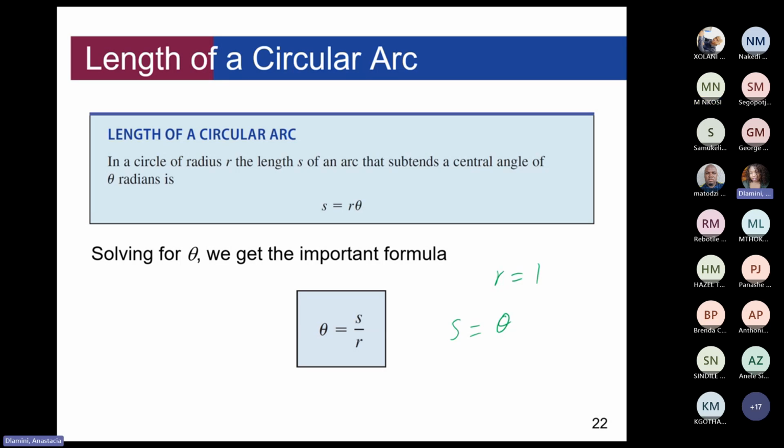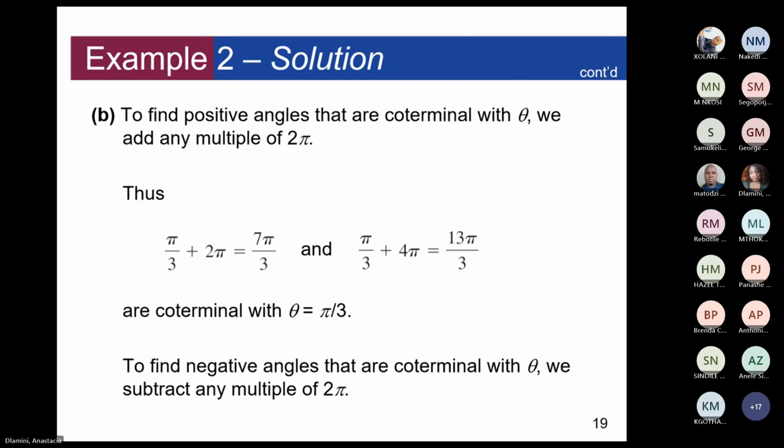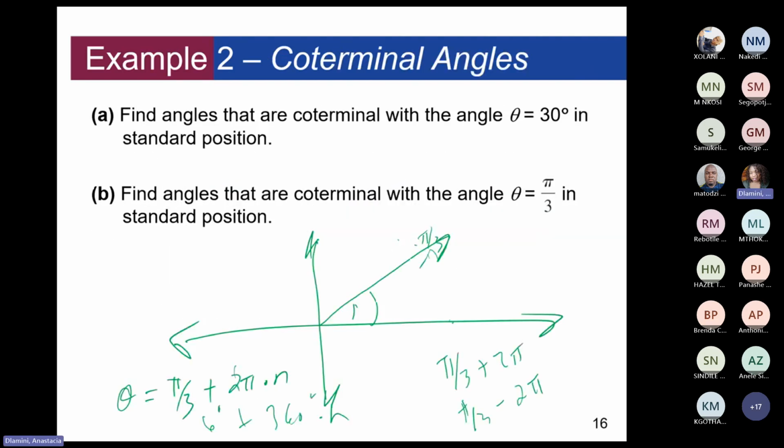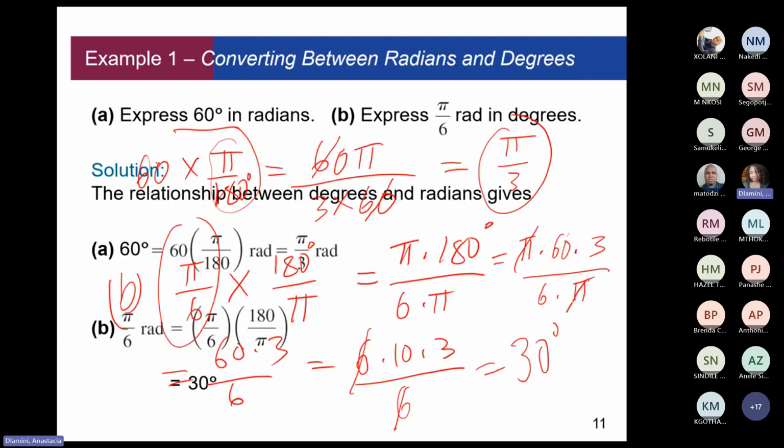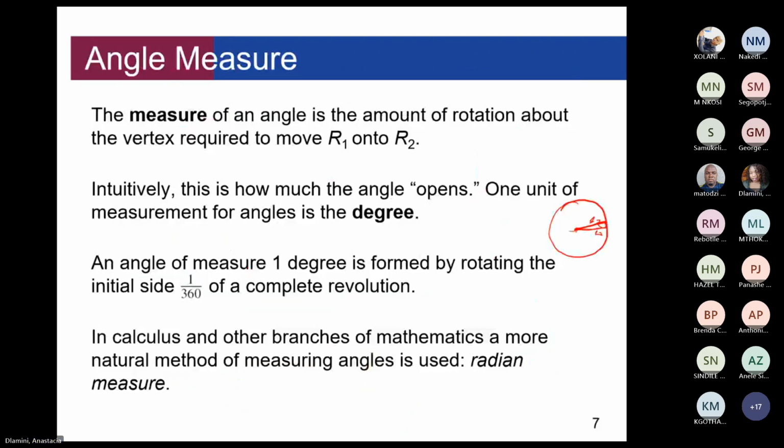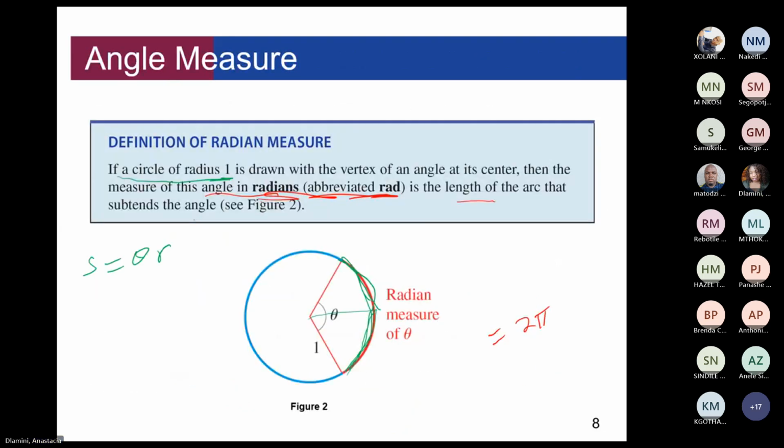That's where the definition comes in that says, if a circle of radius 1, then S is equal to theta. Do you see that? If a circle of radius 1, then the measure of that is the length, that is S. Does it make sense now, the definition? Yes, ma'am. Thank you.